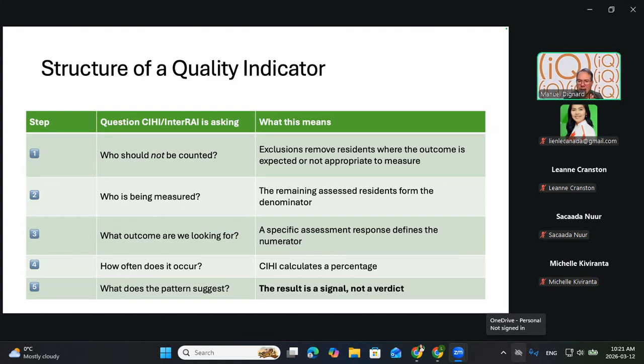And that percentage, it's not a grade, right? It's not a pass or a fail. It's a performance score. It's a pattern. High or low is not good or bad on its own. It tells us where we should pause and ask better questions. So as we go through the prevalence indicators, I want you to focus less on the number and more on what that number might be trying to tell us about our population.